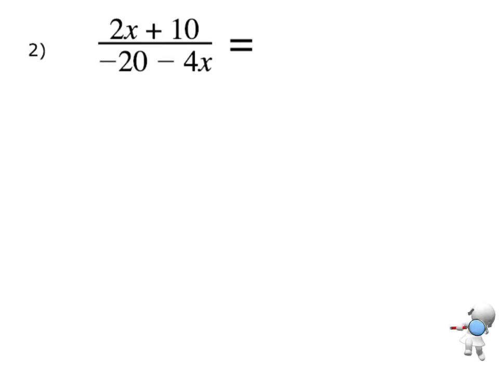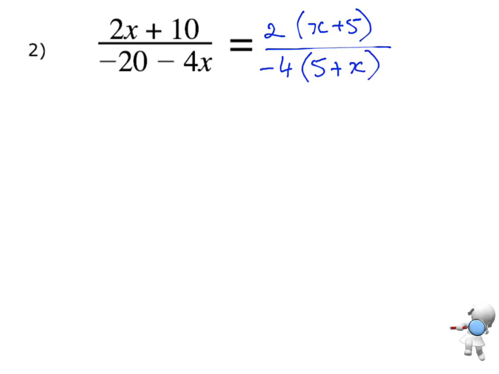Sometimes I'm going to factorise top and bottom. So this one here, I've got 2x plus 10. So let's take 2 out as the common factor, and that leaves me with x plus 5. Now let's factorise the bottom. Minus 20 minus 4x. So I can take out a negative factor here. 20 and 4, the common factor of 4, and that leaves me with 5 plus x. Now x plus 5 in brackets, 5 plus x in brackets are the same thing. So they are going to cancel because I am multiplying them top and bottom by the same thing. So that leaves me with 2 over negative 4, which we can then simplify down to 1 over negative 2.